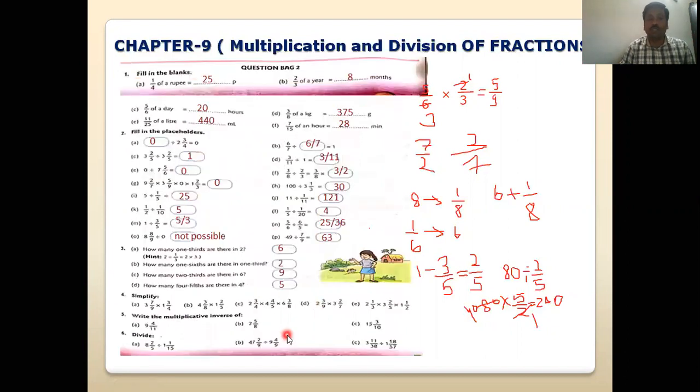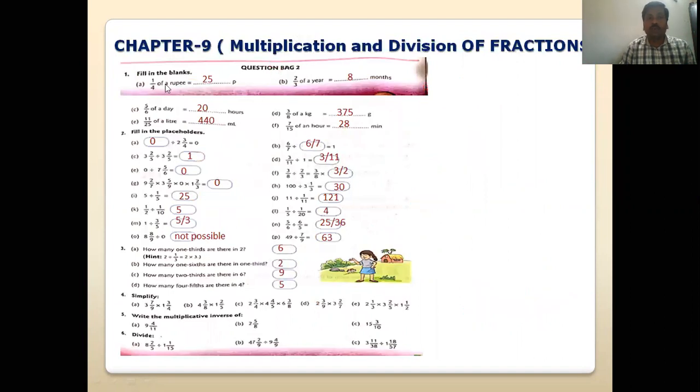Now, guys, we go to the next question, number 8. This is very simple. 1 by 4 of a rupee, and here is the paise. Now we know that very well. When we multiply this 1 by 4 by the paise, how many paise in 1 rupee? 1 rupee has 100 paise. And now when we cancel it, which number do we get?